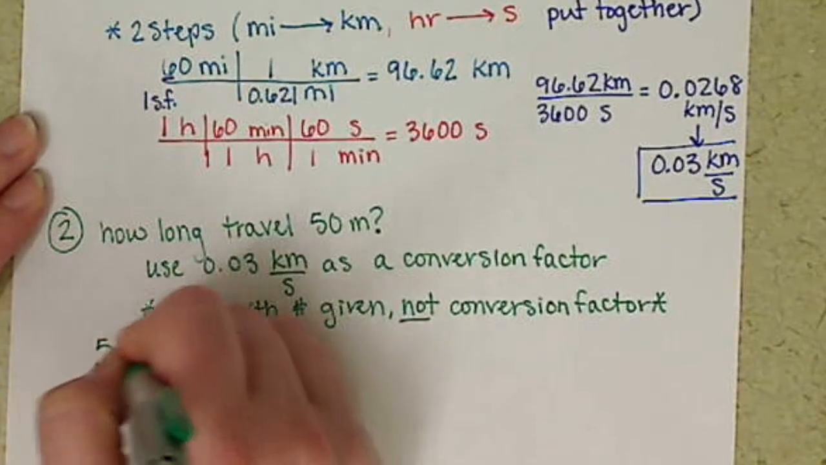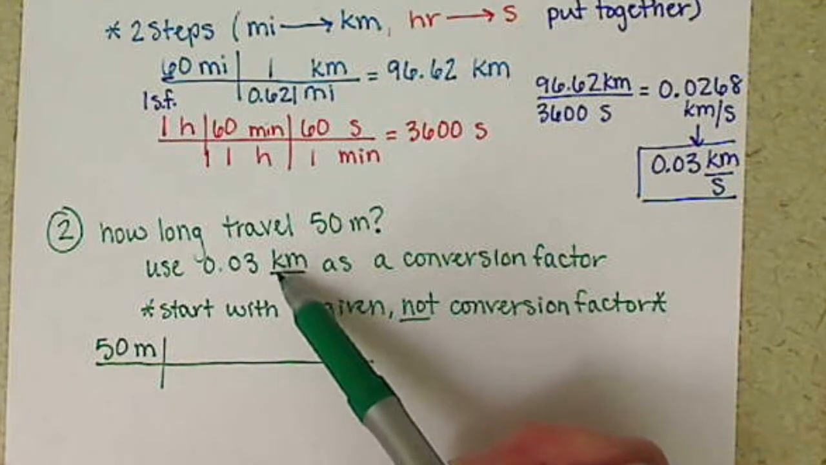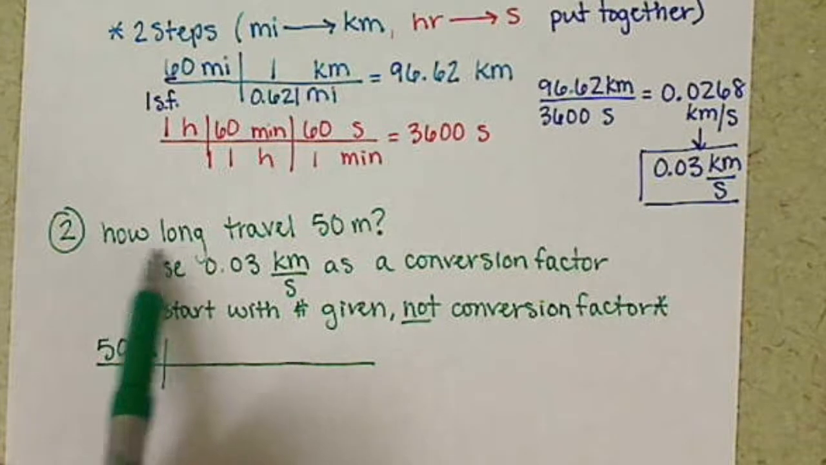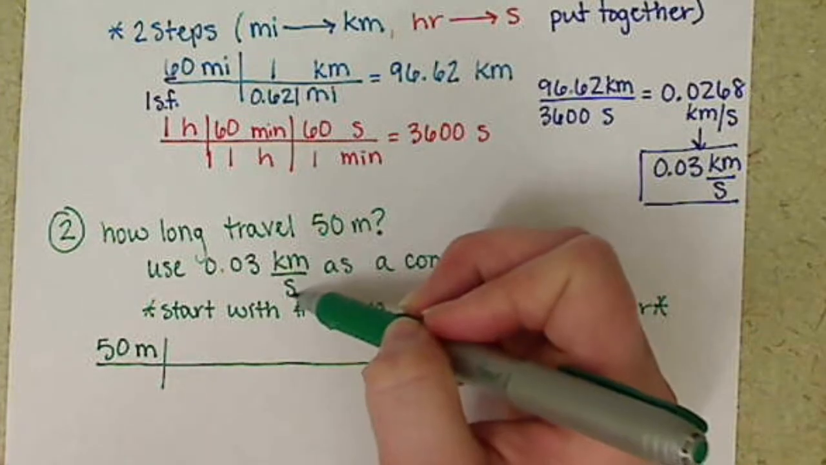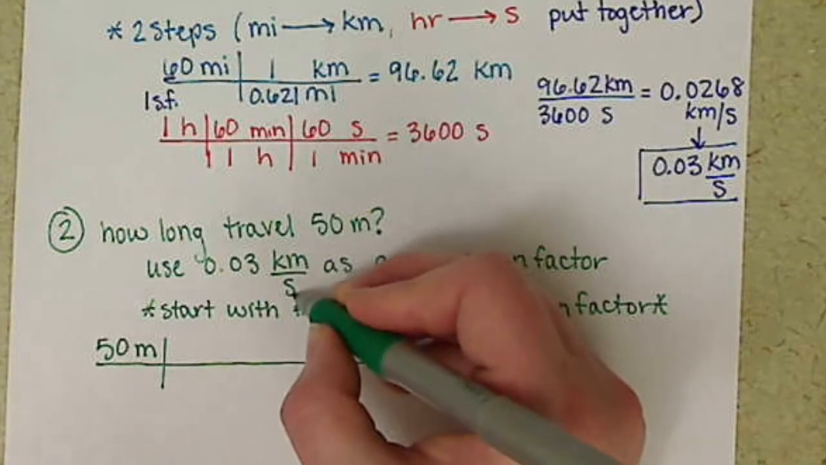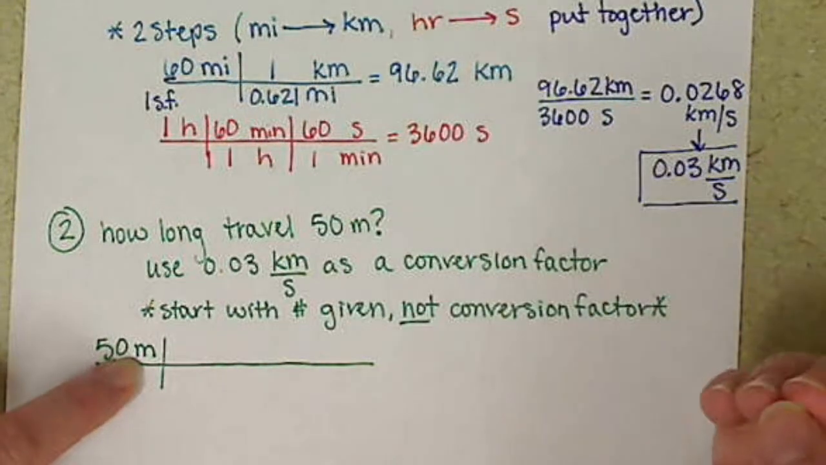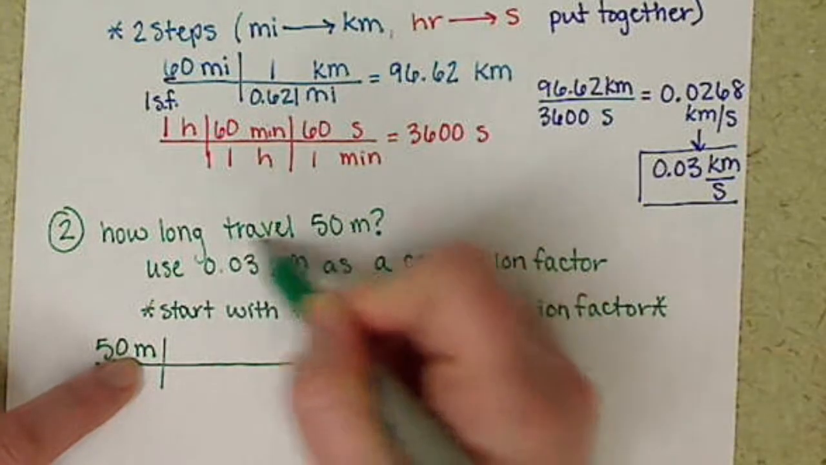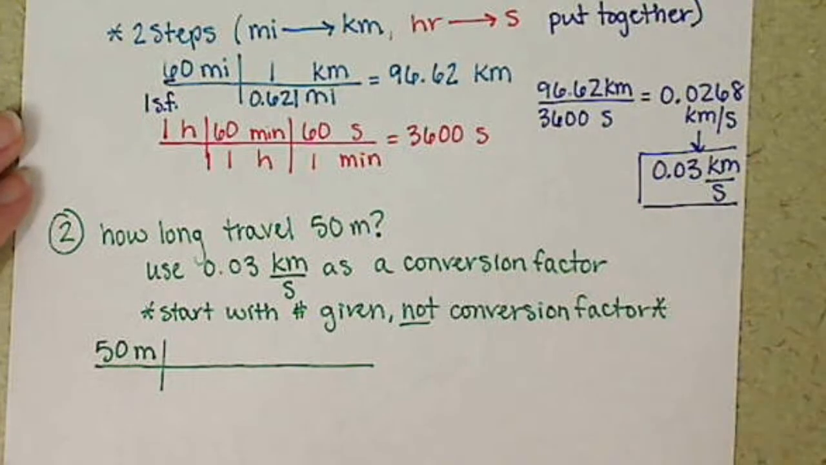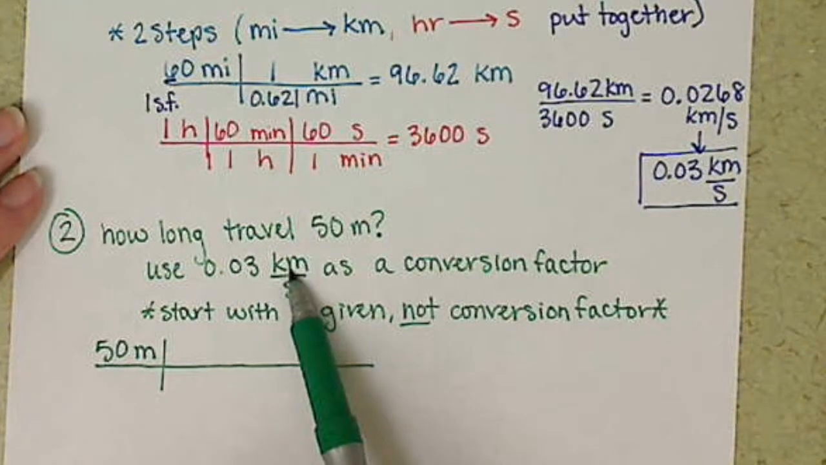So we'll set up our conversion factor here. We know that we can convert between kilometers and seconds. Okay, we're looking for how long, so we're looking for a time. So our seconds are going to be the unit that we want to end up with. And we can convert between seconds and kilometers. So as long as we get this value converted to kilometers, we can use our calculated conversion factor. So the question is, how do we get from meters to kilometers?